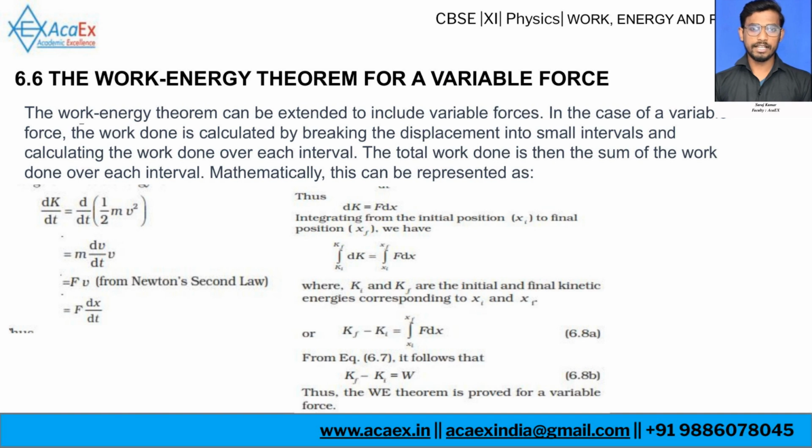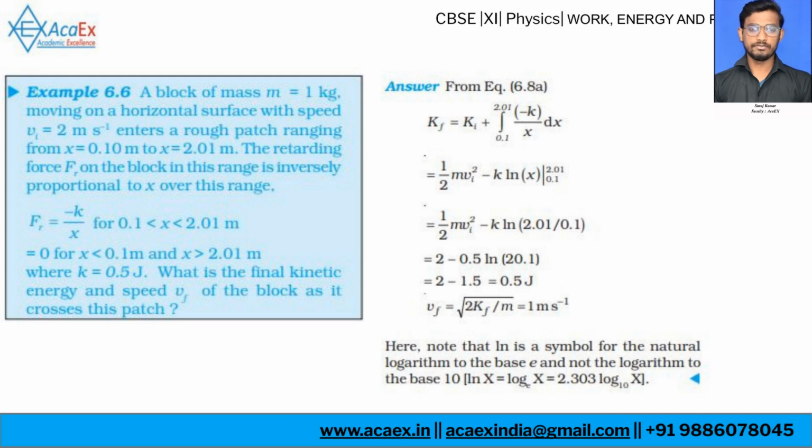The work energy theorem can be extended to variable forces. Change in kinetic energy equals the sum of work done by variable forces over small intervals. In calculus, delta K equals the integral from initial to final position of F(x) dx. A block of mass 1 kilogram moves on a surface at speed 2 meters per second and enters a rough patch where the retarding force is inversely proportional to position x, for x between 0.1 and 2.01 meters. Force equals minus k divided by x, k equals 0.5 joule. Final kinetic energy is calculated using natural logarithms, base e.